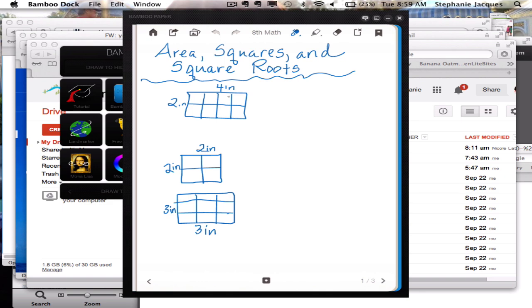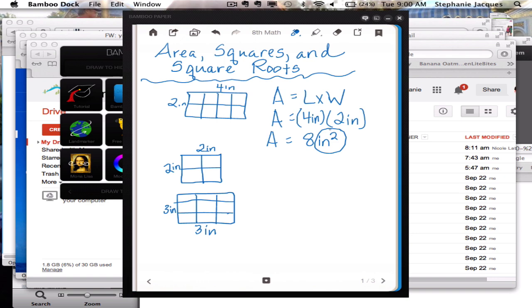And so really you could count your boxes and get your area, but the formula for area is area equals length times width. And so I'm going to have area equals 4 inches times 2 inches. And so the area for that rectangle is going to be 8 inches squared. And remember, you need to put your label with your value. So that's the area for that rectangle.